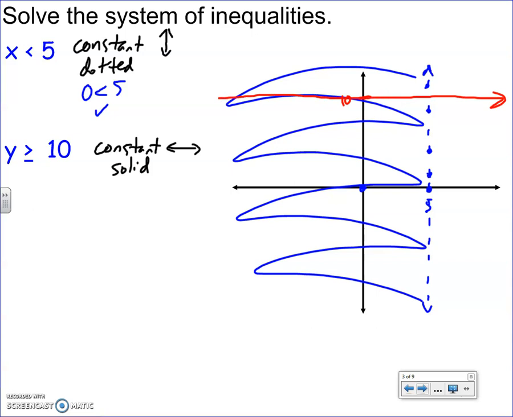Then I pick a test point. I like 0, 0. I plug in 0 for x. There's no x to plug in, but that's okay. With 0 for y, it's going to be 0 is greater than or equal to 10. That's false. So instead of shading the bottom side with 0, 0, I'll shade the top.